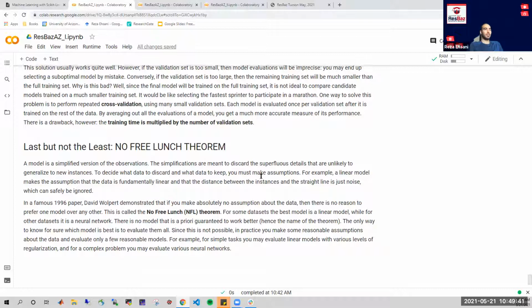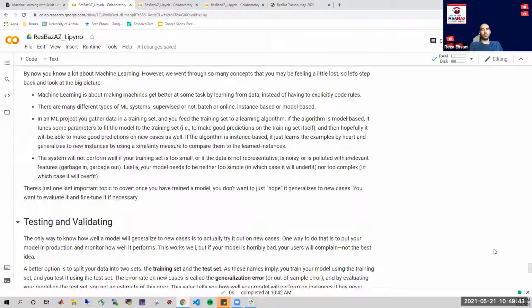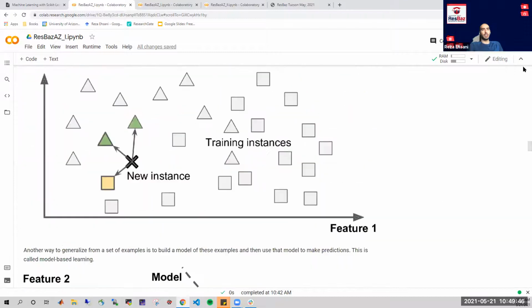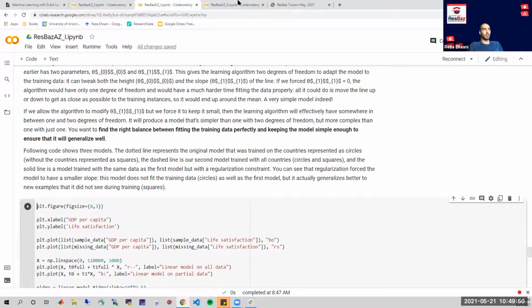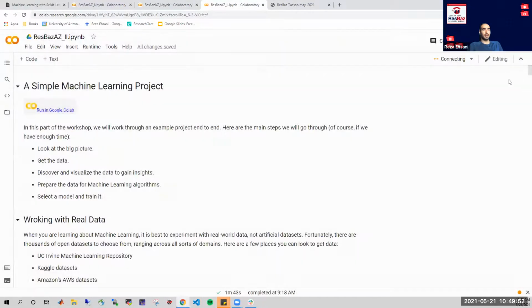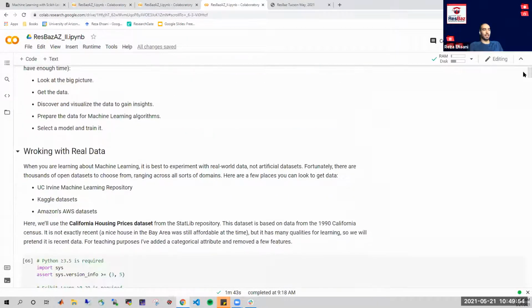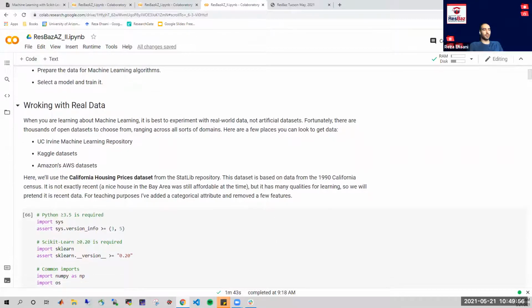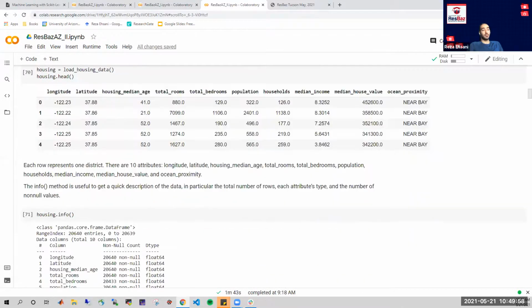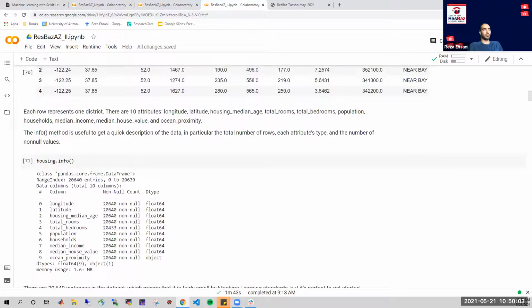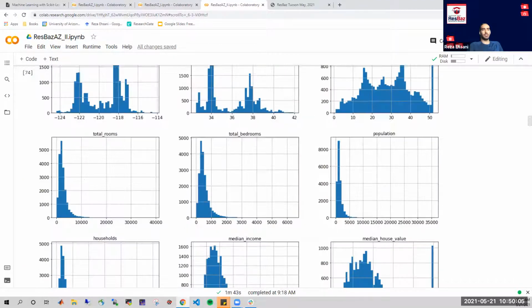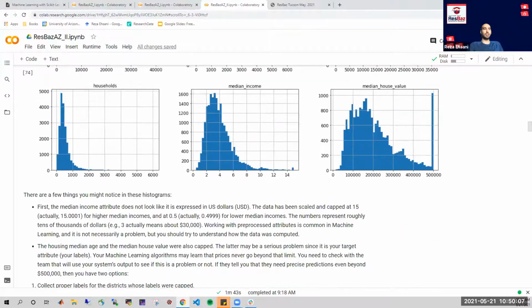So this is the very short introduction to the jargon of machine learning. In the next part of the workshop, we will talk about a practical example. We will use the California housing price data set and try to use a linear regression, decision tree, and also random forest to predict the values of the houses in California based on a series of features.